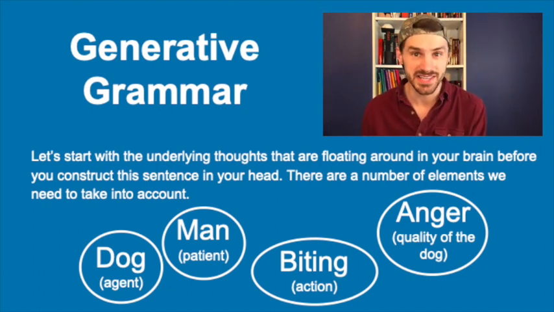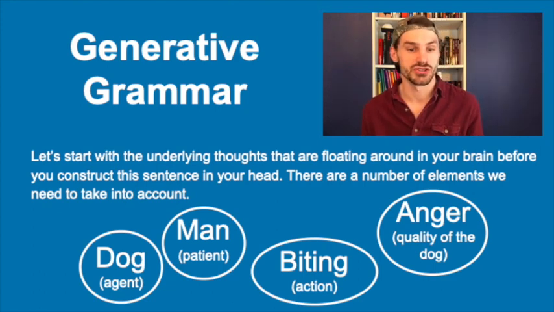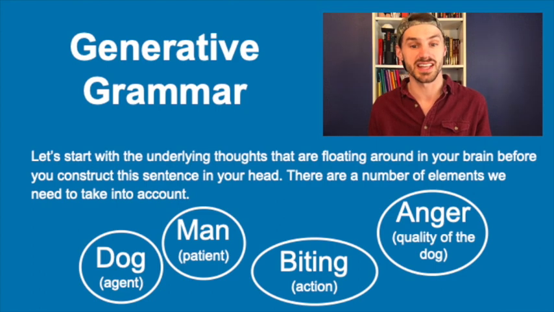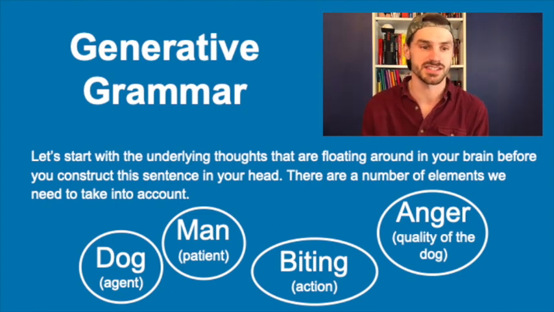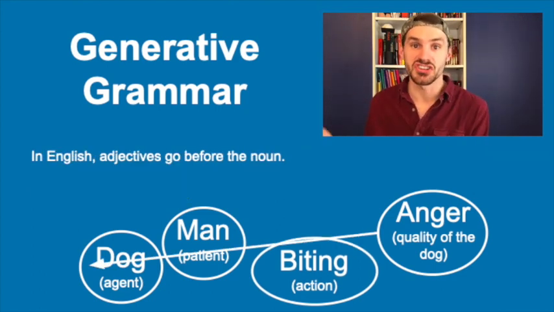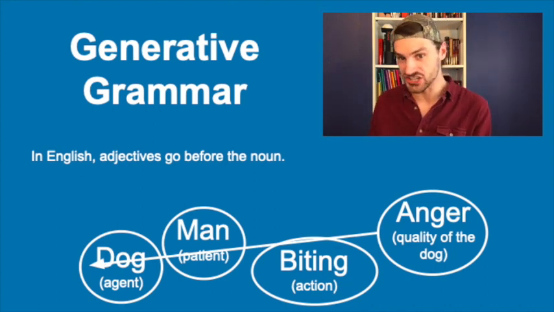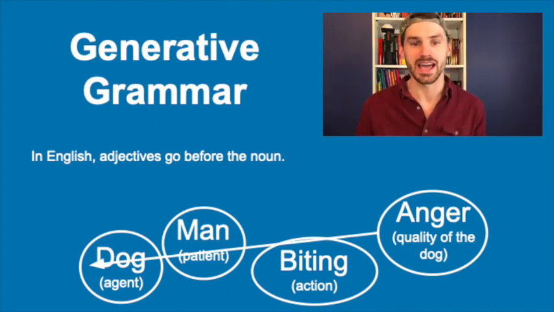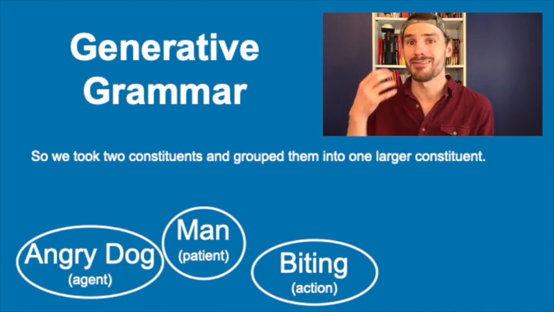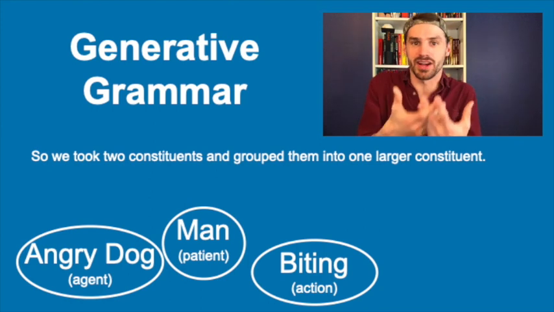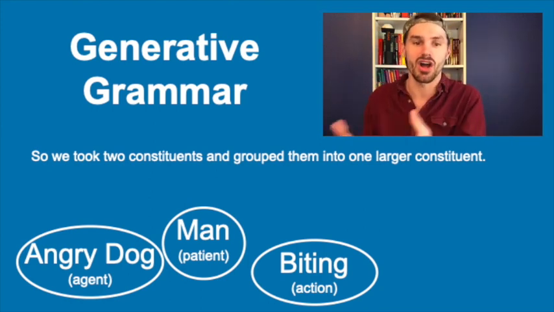But we do have a basis to go off of now in order to start applying some rules that will allow us to put these pieces together and generate an actual sentence. So the next step is just to start applying some of these rules. For example, the rule that in English, adjectives go before the noun. Now we don't just have anger and dog as 2 separate constituents, but they're one bigger constituent, the angry dog.